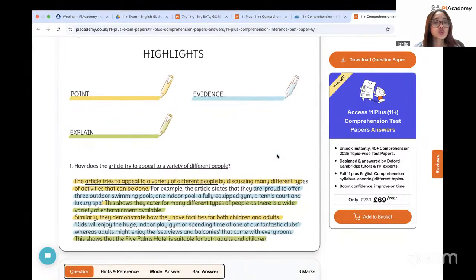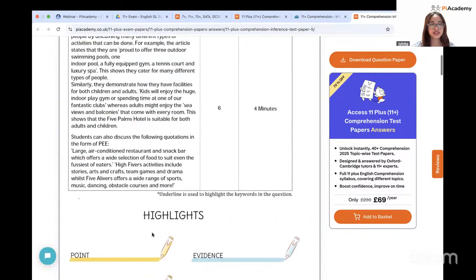Many students also find it really helpful when we highlight the point, evidence, and explain, so the PEE technique. So we've also shown that in yellow, blue, and green, just so your child knows how to structure the answer as well.